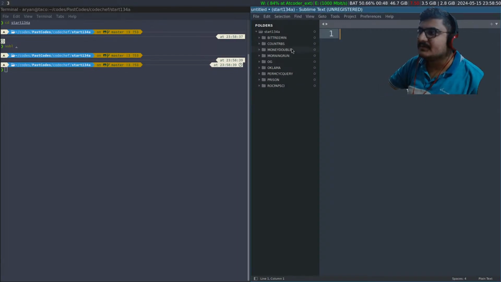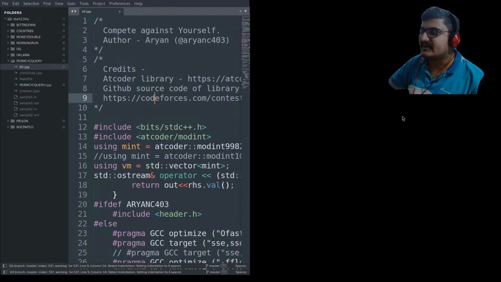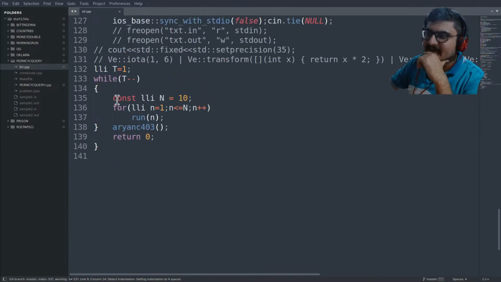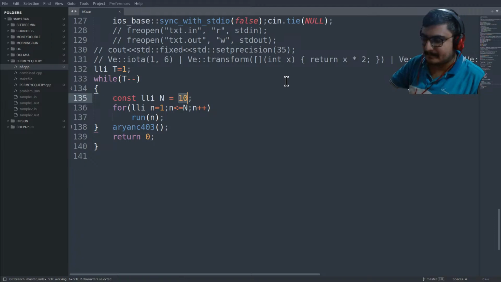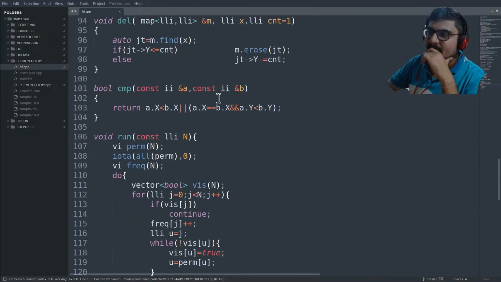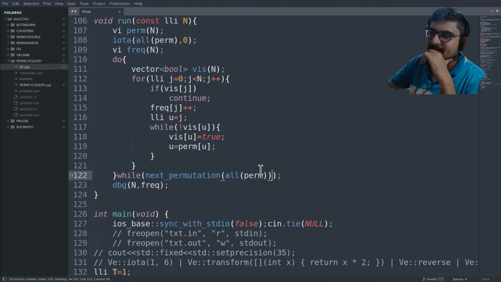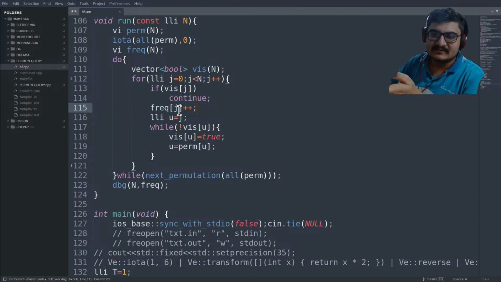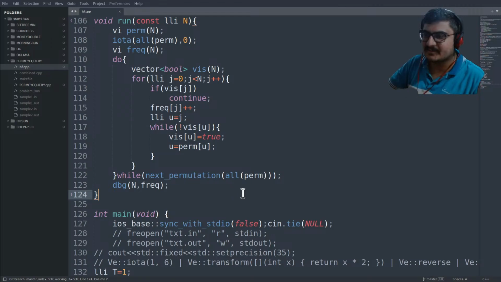So which problem is it? Essentially this is my code where I am running for n up to 8. For each n, create all the permutations. You can use the next permutation function and a boolean function. For each cycle, for the j smallest element, how many times will it occur? And at last, print it for all the possible permutations.